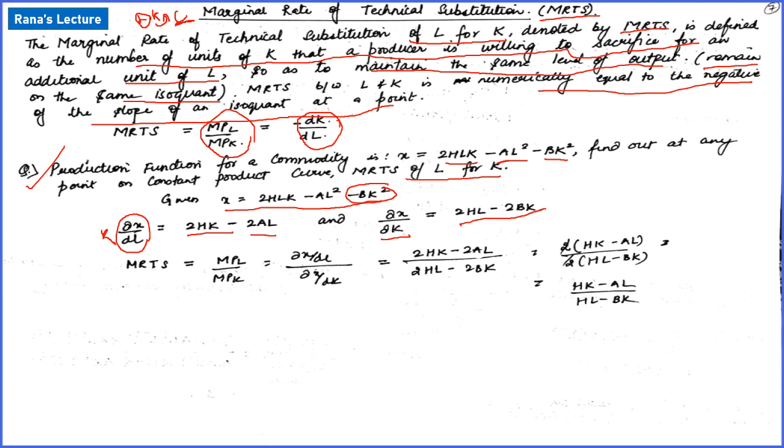2hl minus 2bk. To calculate MRTS, take the marginal productivity of labor and marginal productivity of capital and put them in the formula. When you simplify this, you get the answer: hk minus al by hl minus bk. Okay.